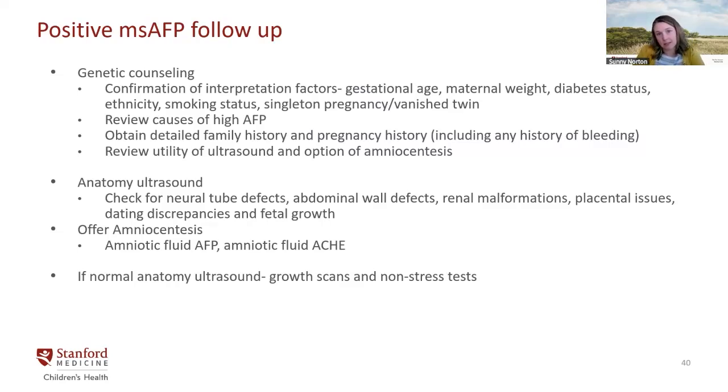And with amniocentesis, we can look at amniotic fluid AFP and acetylcholinesterase, which increase the detection rate for neural tube defects to about 98%. If everything is normal on the ultrasound, then we follow the pregnancy with growth scans and recommend non-stress tests due to the concern for adverse pregnancy outcome.